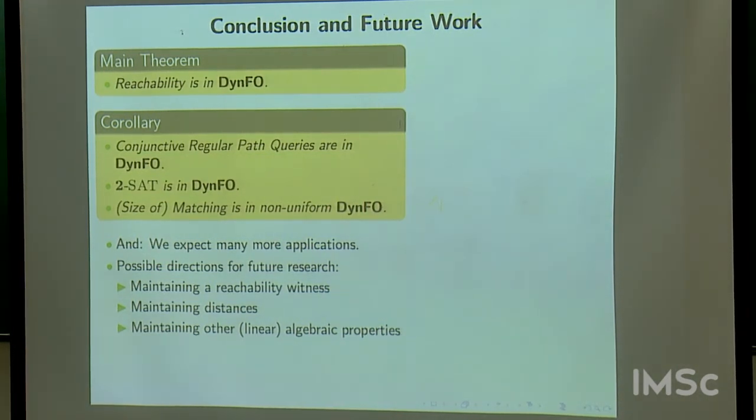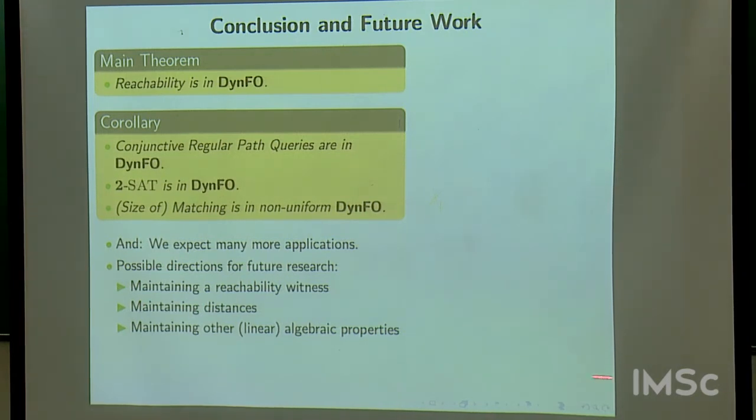Similarly, maintaining distances. So we can do reachability, but if you want to find out the distance between two vertices, it's not at all clear how to do that. Distances can be maintained in DynTC0, while for reachability, we don't even know how to maintain a witness in DynTC0. And maintaining other algebraic properties, linear algebraic properties, is, of course, another question.